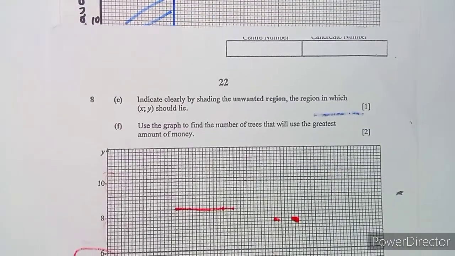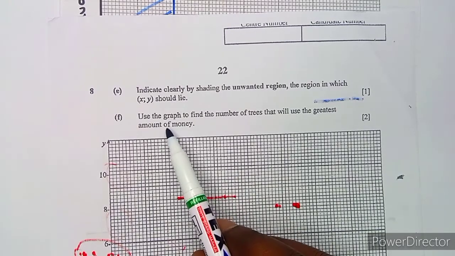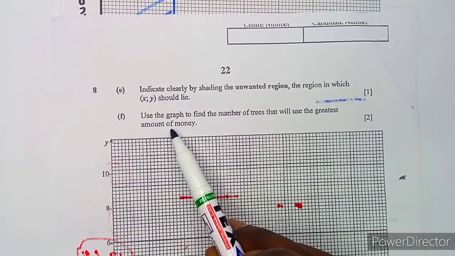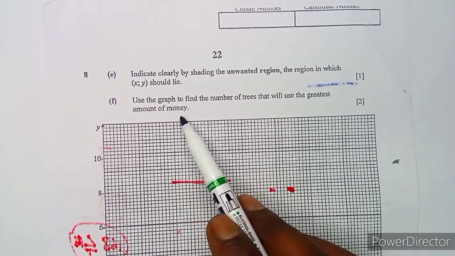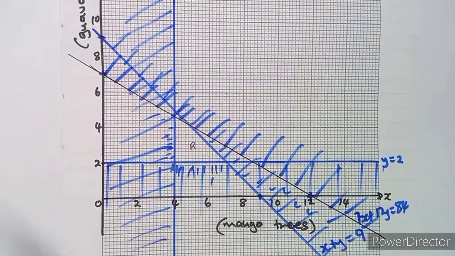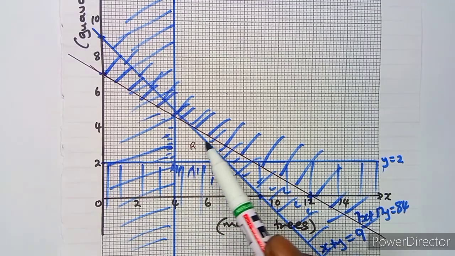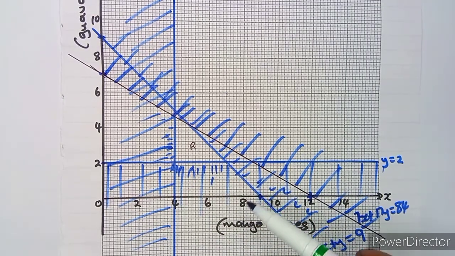Now indicate by shading, then use the graph to find the number of trees that will use the greatest amount of money. Which one is going to give us the greatest amount of money? All you need is to check from this region, from the points that we have.